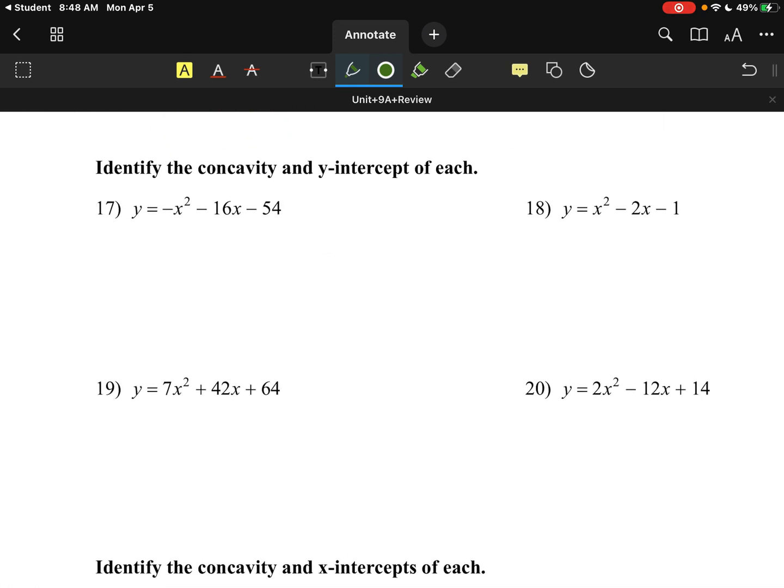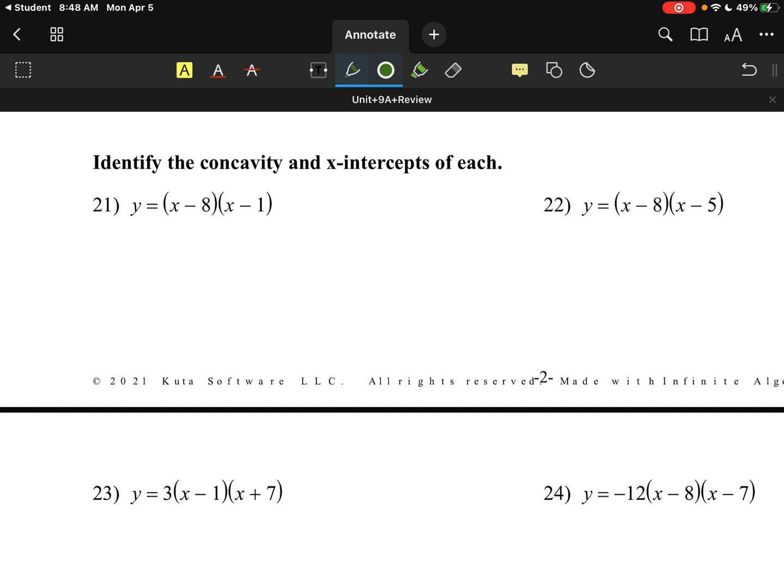The next section is finding the concavity and y-intercept for standard form. So this is concave down. Remember, look for the front. If you have a negative, it's down. If there's nothing there, it's up. That's concavity. And the y-intercept is the last number there. So the y-intercept is (0, -54). That's always an ordered pair. Even though the answer key might not have the ordered pair, write it as an ordered pair.